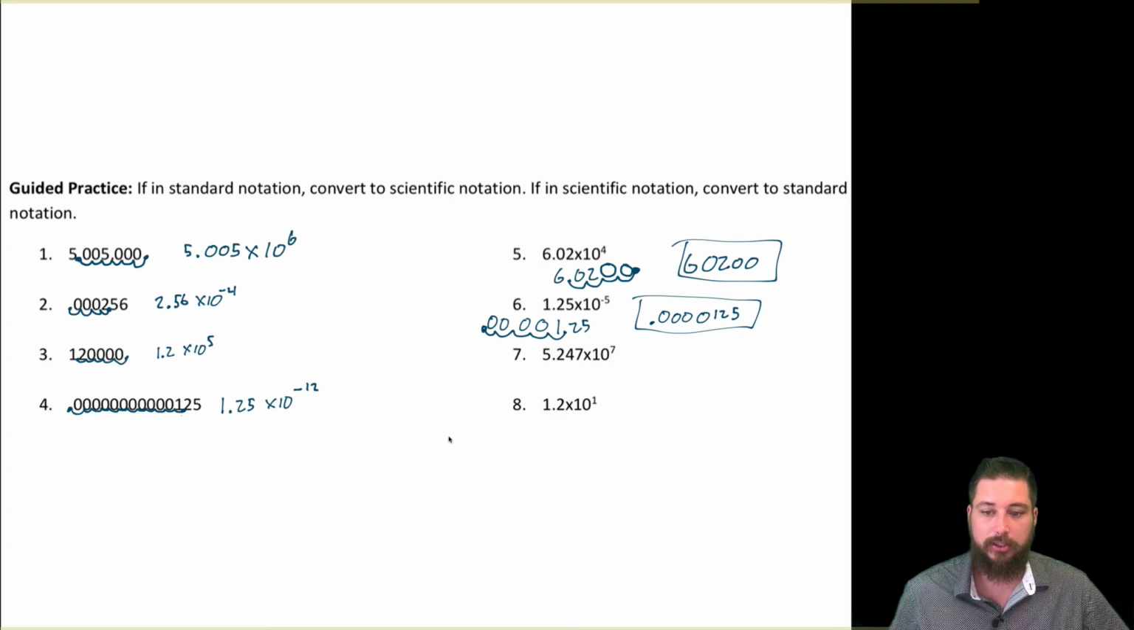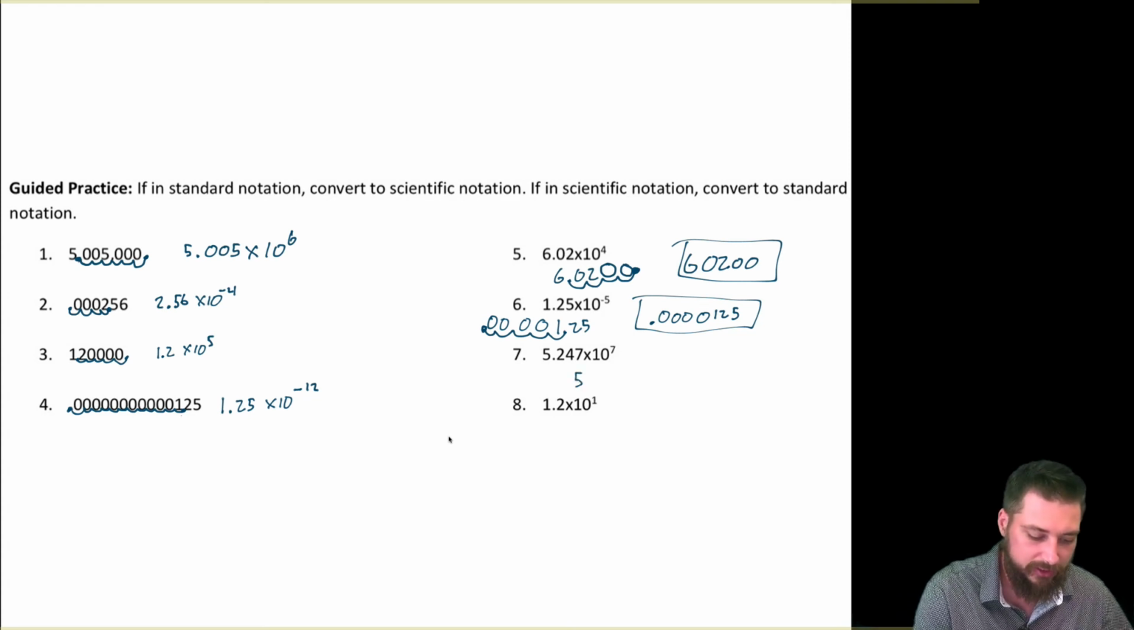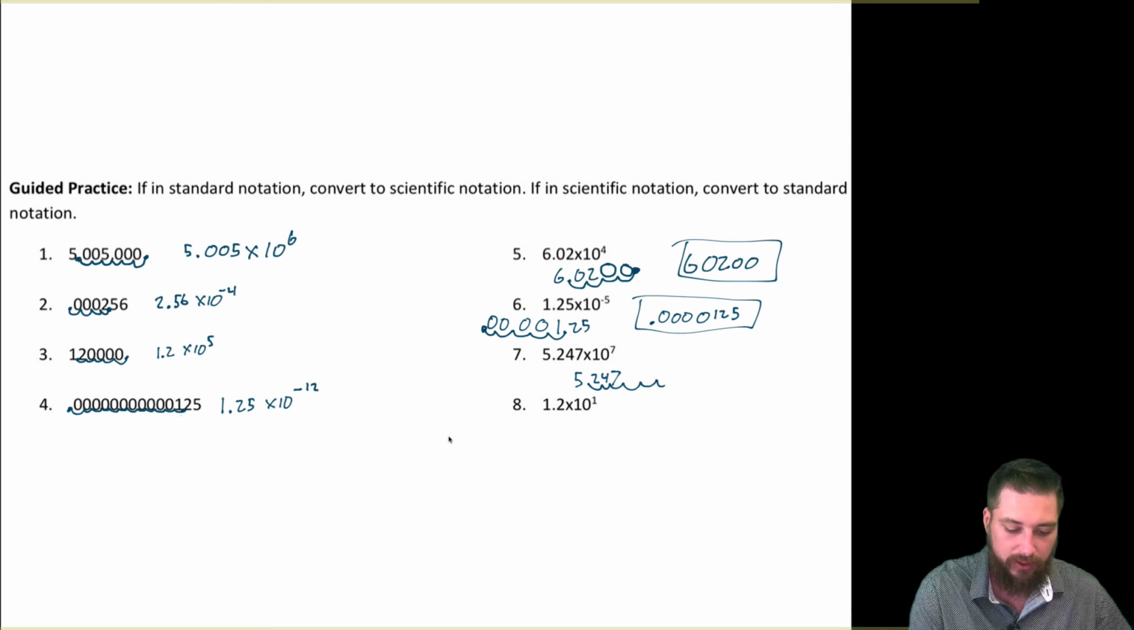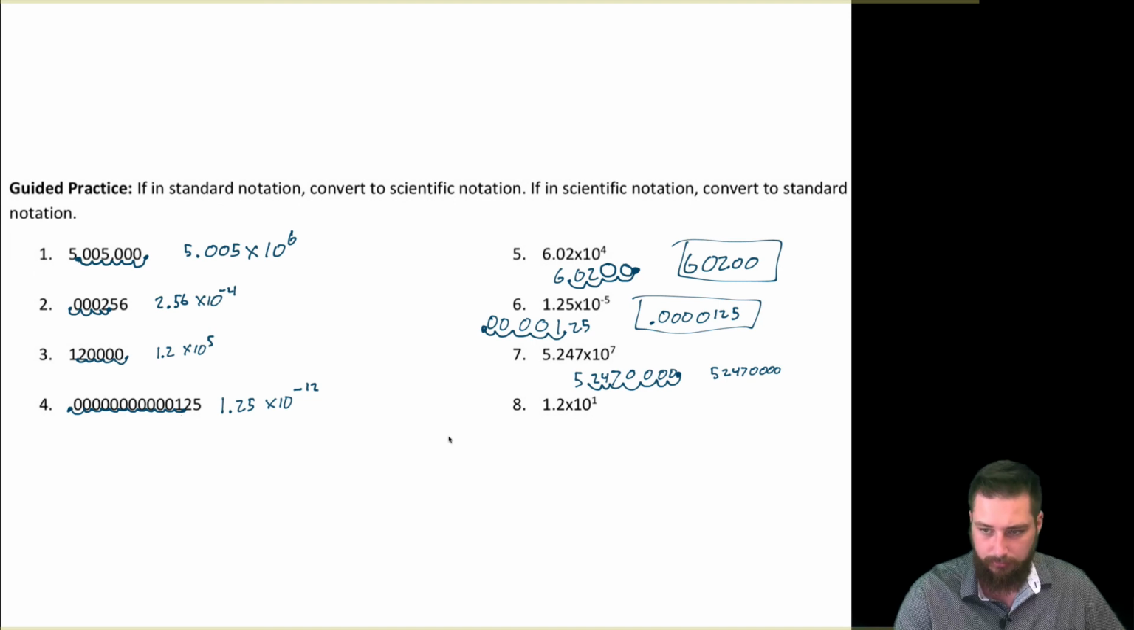Now the next one, it's a positive 7, so we're going to move it 7 times in a direction that is going to give us a big number because it's a positive 7. So 1, 2, 3, 4, 5, 6, 7, and hopefully you're starting to kind of see a pattern here. We're going to end up with 1, 2, 3, 4 zeros. And we get 5, 2, 4, 7, and then 1, 2, 3, 4 zeros. And that's our answer there. And then this next one, 1.2 times 10 to the 1. We're going to move it over 1 time, and this essentially equals 12. And it's that simple.